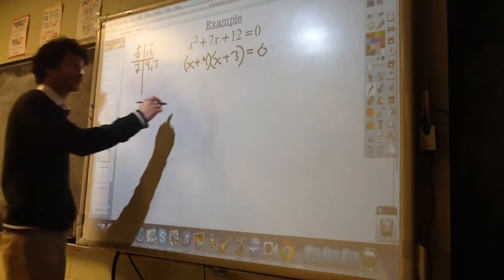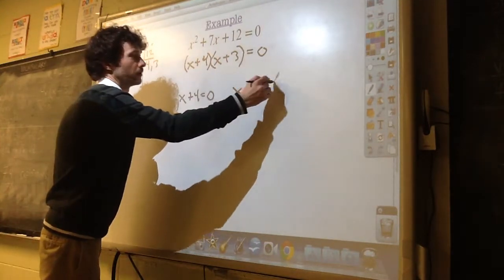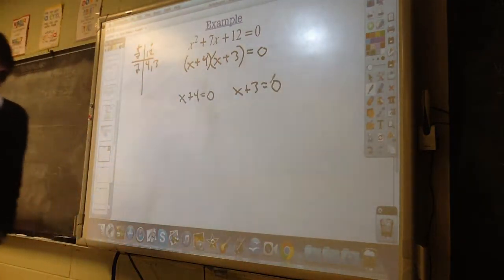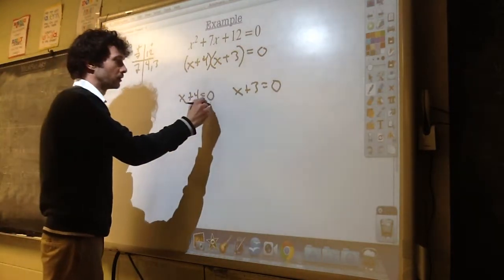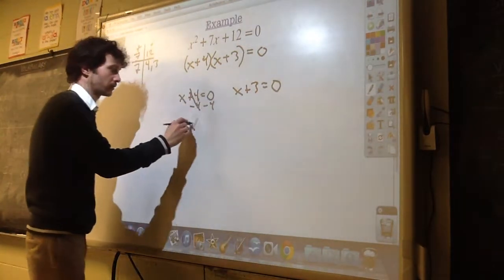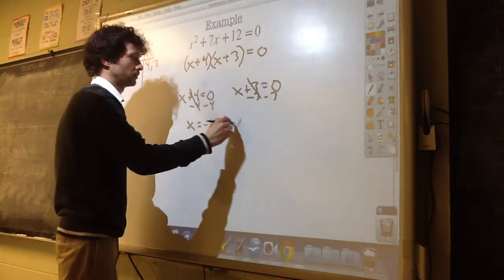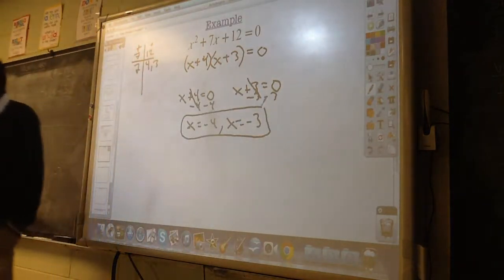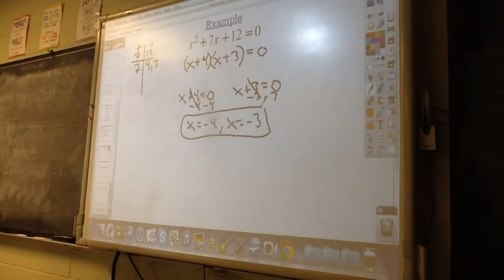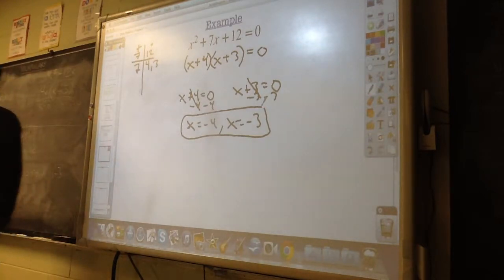You set each parentheses equal to 0. So really you just add one step if you have to do it like that. Just one extra step at the beginning, right? So here I get x is negative 4. And then on this one I get that x is negative 3. Good. Negative 3. Questions about that one? And I'm going to skip ahead to kind of a harder one.